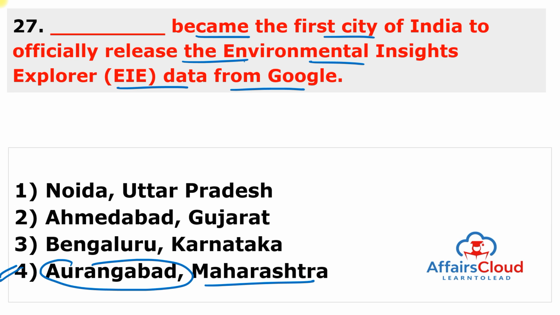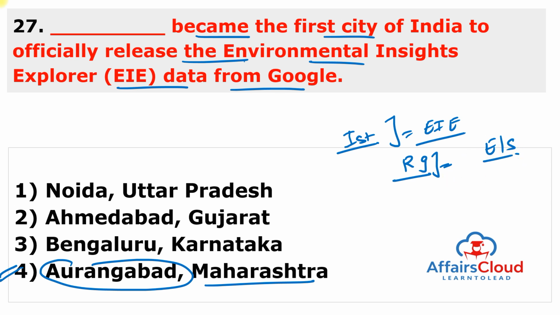So as per the Aurangabad Smart City Development Corporation Limited, Aurangabad, Maharashtra became the first city of India to officially release the Environmental Insight Explorer data from Google. And this EIE dashboard for Aurangabad was introduced by Google during an event in New Delhi. And the data would help the research groups in developing sustainable solutions in Aurangabad and will also improve the environment and the society.